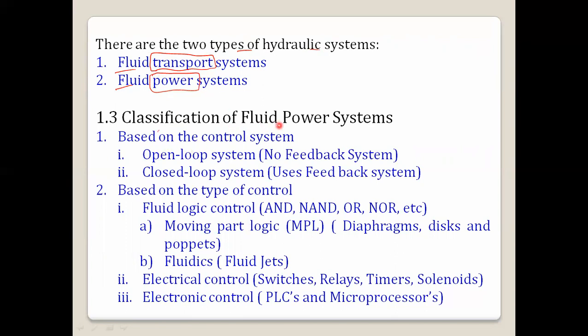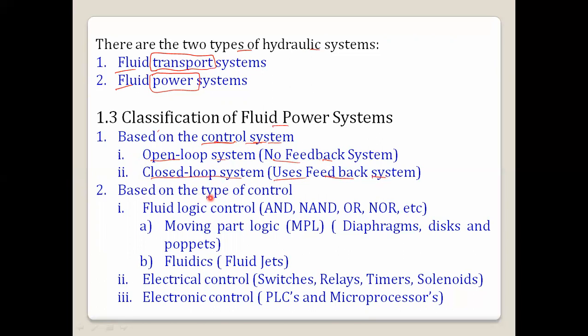Then if we classify the fluid power system, we can classify based on the control system, how we can control that fluid power. First is the open loop system, then second comes the closed loop system. In the open loop system there is no feedback system, so whatever air is there is directly released to the atmosphere. In the closed loop system we can use the feedback system.